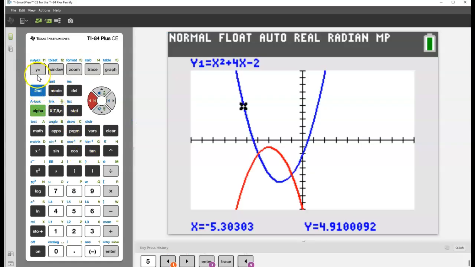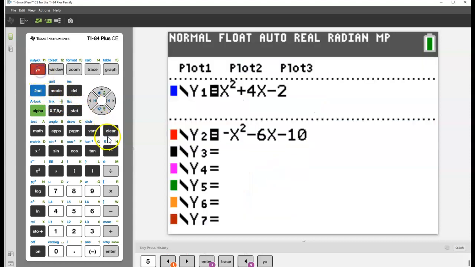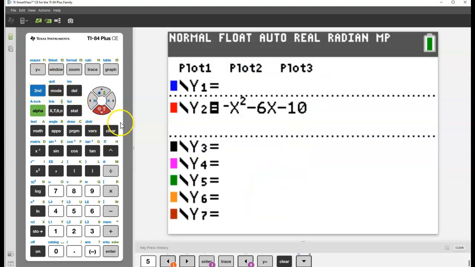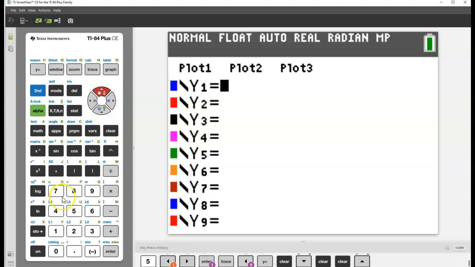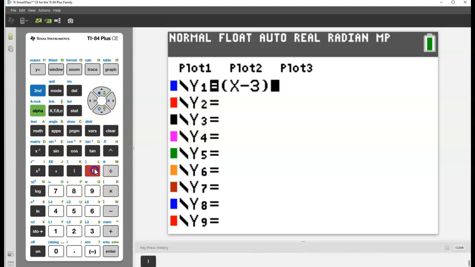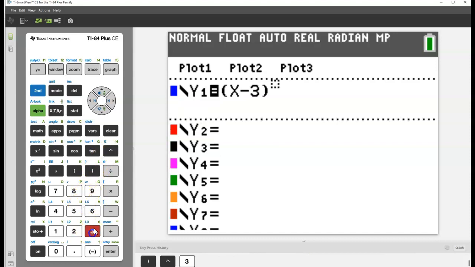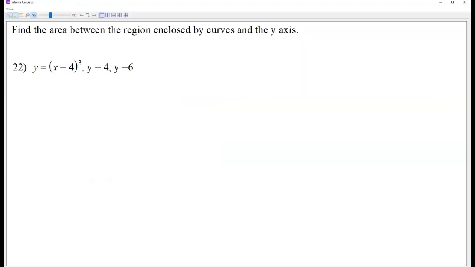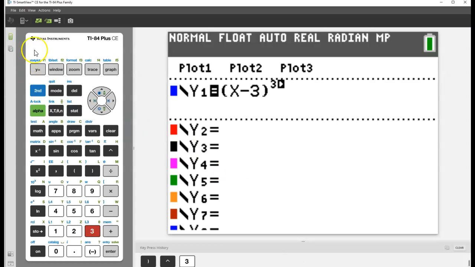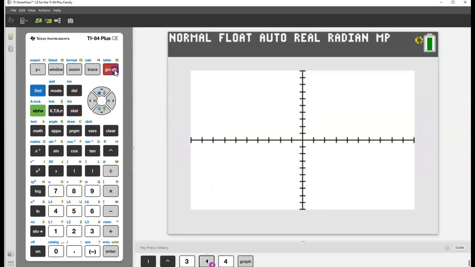All right, so let's go ahead and graph the function first, just so we can get a feel for what this graph even looks like. I believe it was x minus 3 to the power of 3, wasn't it? I think that's what it was. No, it's x minus 4, my bad. Let's go back and change that 3 there to a 4. All right, and graph it. So that's what this function looks like.